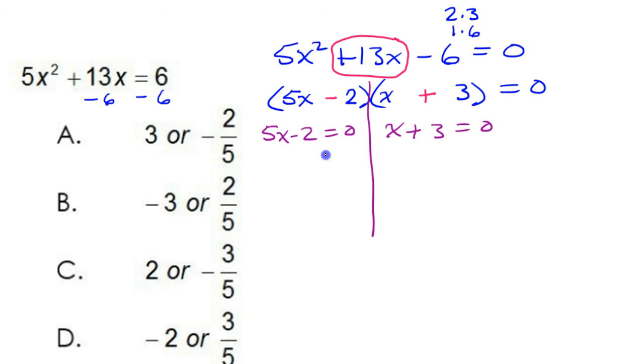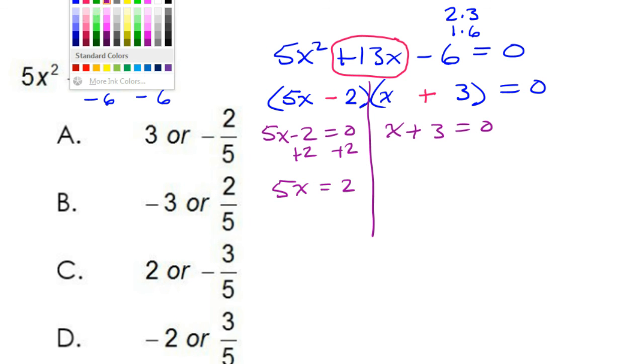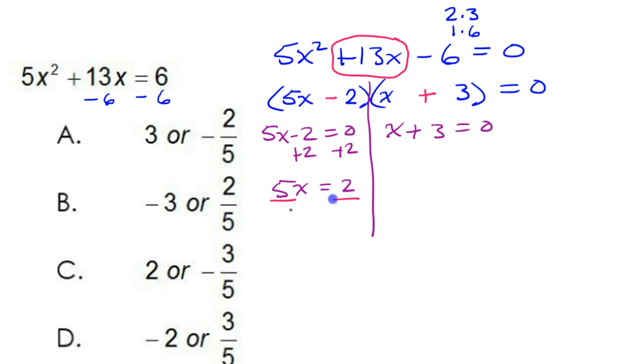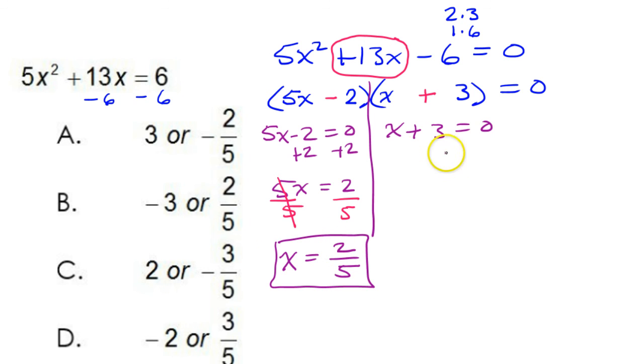If I solve the left small equation by adding 2 to both sides, I have 5x equals 2, and then I will divide both sides by 5. Okay, so that's going to give me x equals 2/5. So that's one solution. Meanwhile, over here, I can just subtract 3 from both sides, and that's going to give me x equals negative 3.